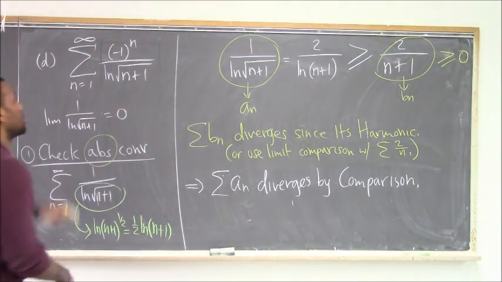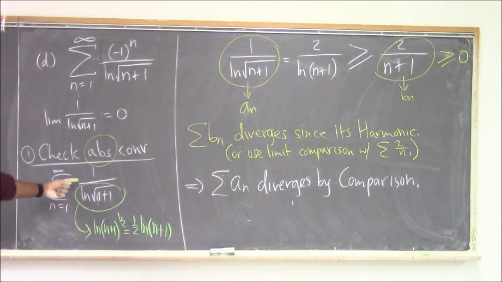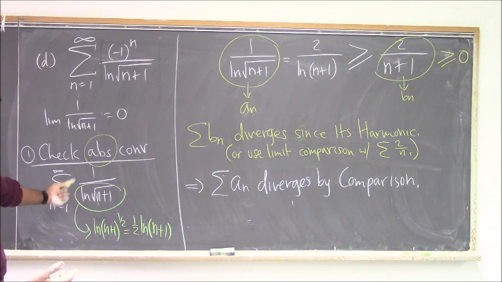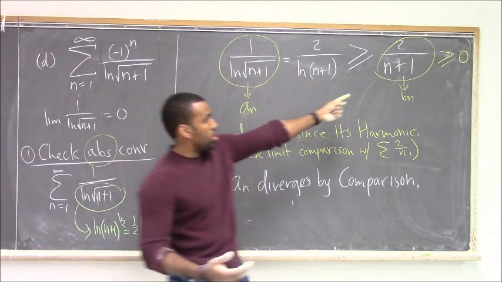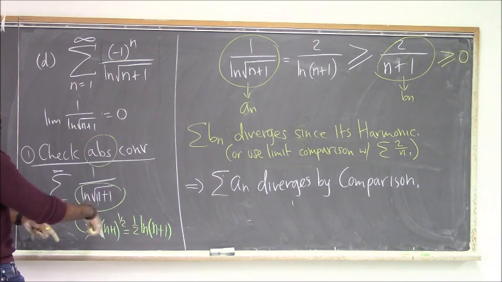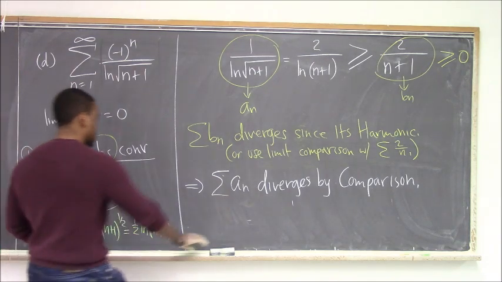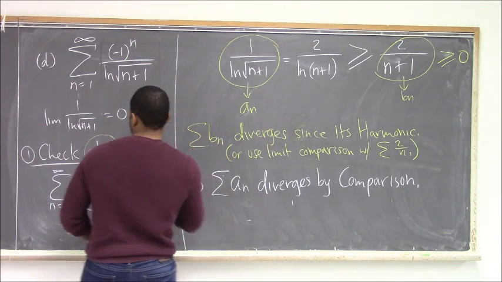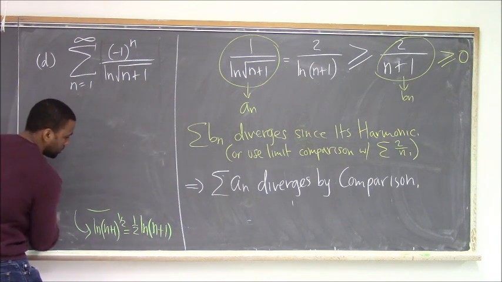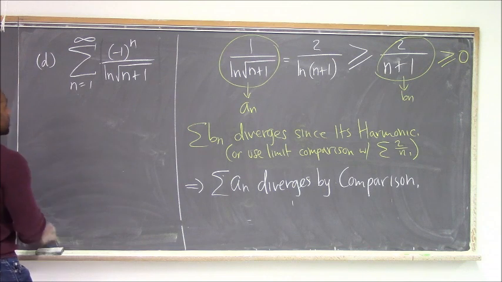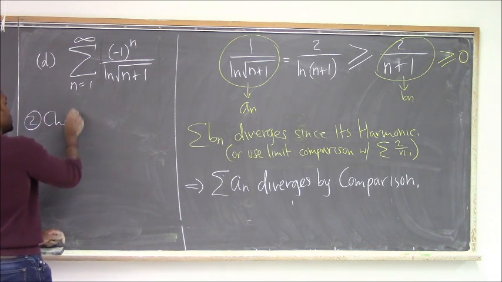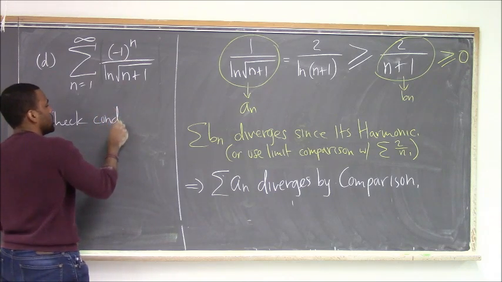So you see this, you put absolute values on it, you get that. One thing you'd want to do is probably compare the ln to just a regular polynomial. That's going to show you that this diverges. So it means if I put absolute values around it, it doesn't converge. Let's move on to the next thing. The next thing that we're going to want to check is conditional convergence.